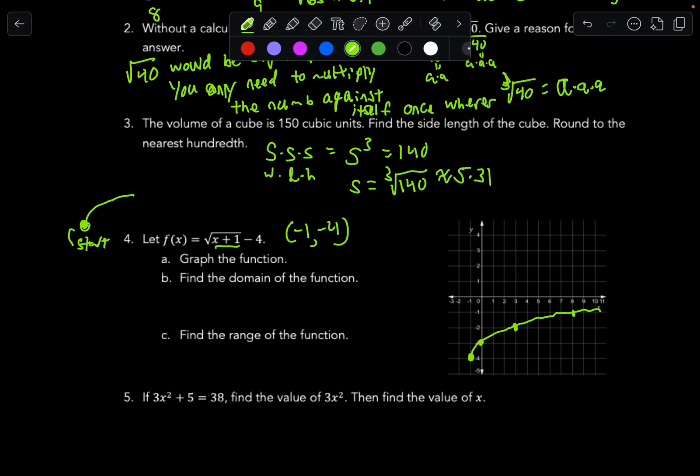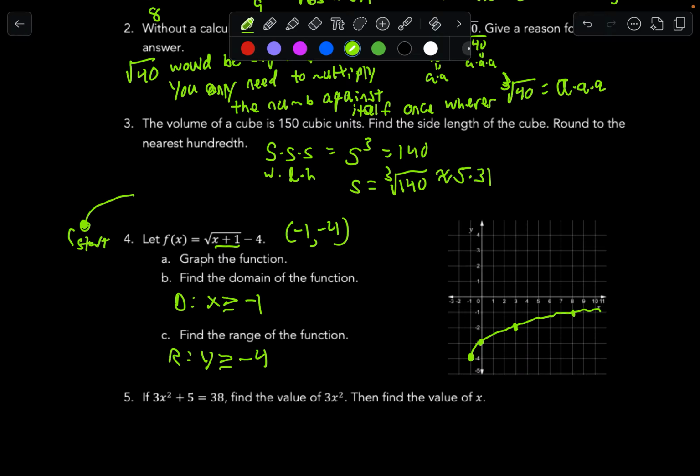Find the domain of the function. Well, the domain, D, is always going to be x is greater than or equal to the starting value of x, where it begins, because it only goes to the right. Later on, you'll learn how to reflect it and other things in Algebra 2, but for us, it just goes to the right. The range is y is greater than or equal to -4.